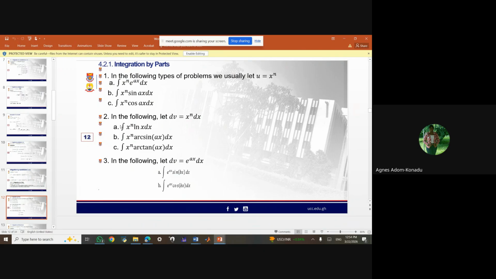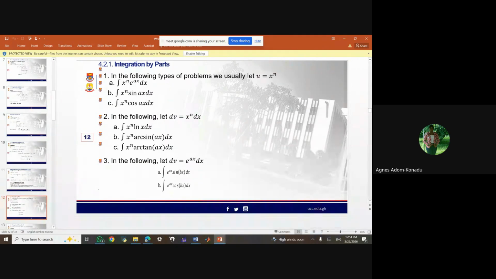Then second, if you have the integral of x to the power n ln x dx, or x to the power n arc sine, which is the same as sine inverse, so x to the power n sine inverse of ax dx, or x to the power n tan inverse of ax dx, that one you let your dv be x to the power n dx. So please see the difference. If it's x to the power n sine x, you let your u be x to the power n. But if it is x to the power n sine inverse, then you let your dv be x to the power n dx.